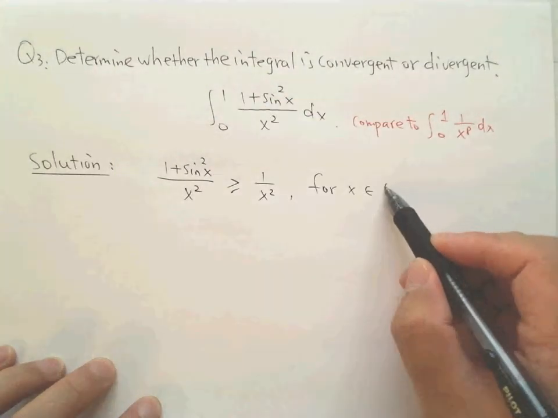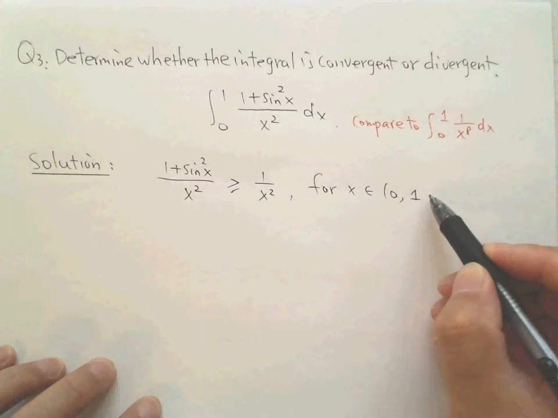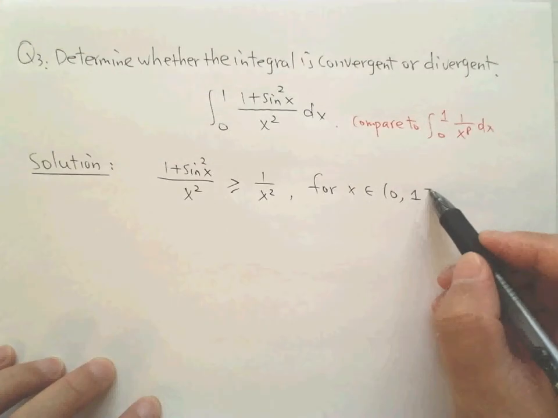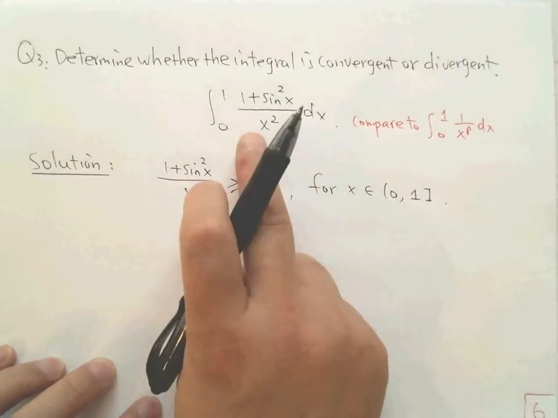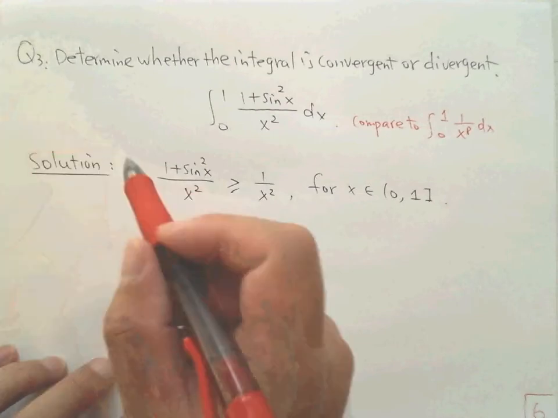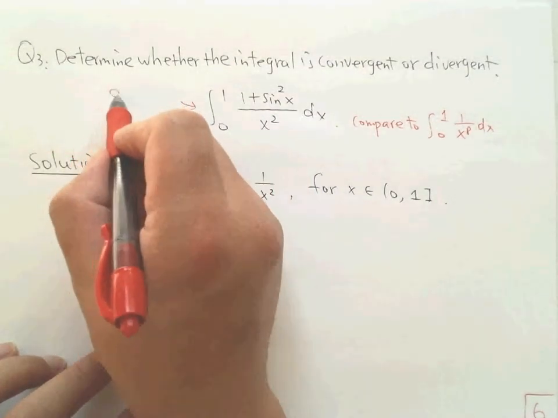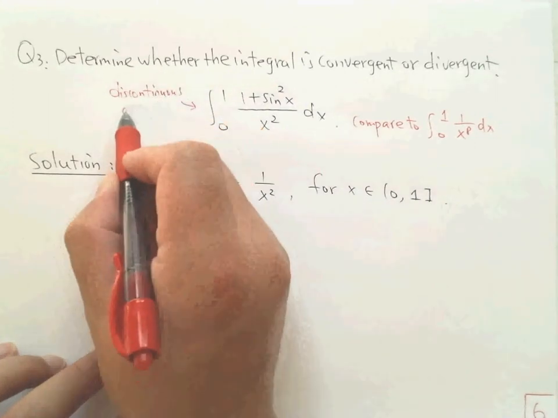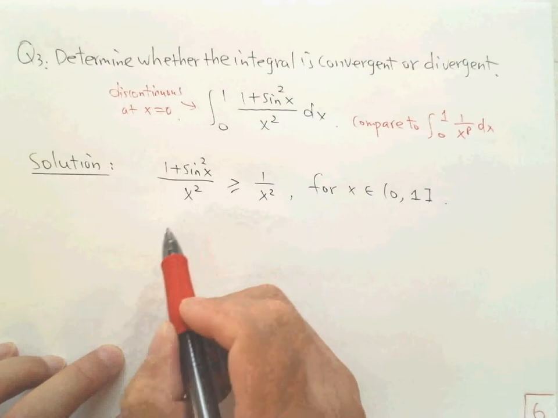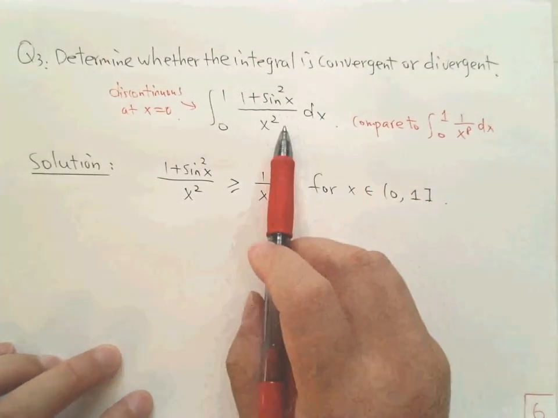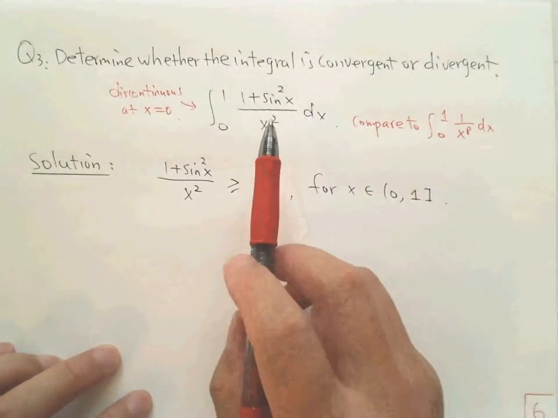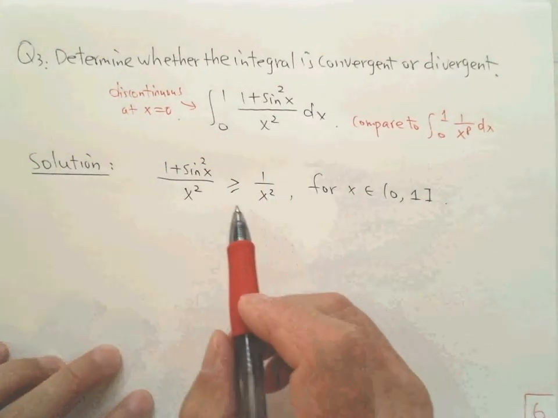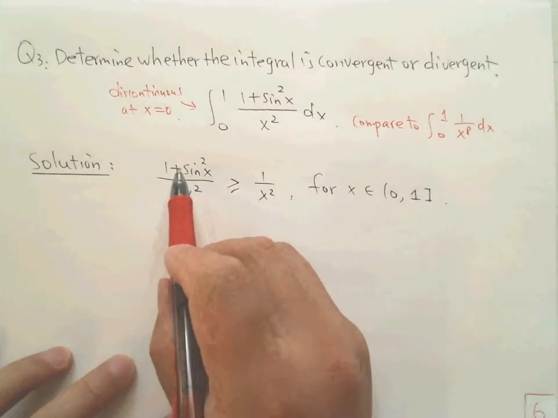And this holds for all x belonging to 0 to 1. But keep in mind that we cannot go to 0, but we can go to 1, because this is discontinuous at x equals 0. That means this is still an improper integral. Remember, the comparison theorem still works for this one, so don't worry, we still use it.